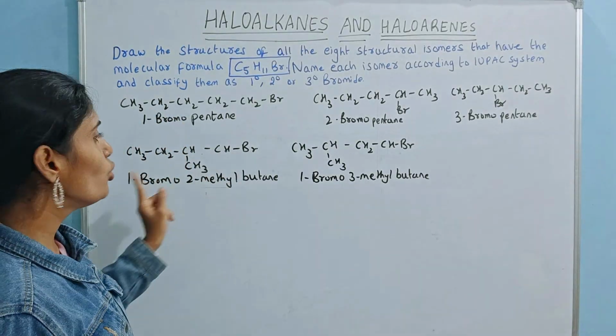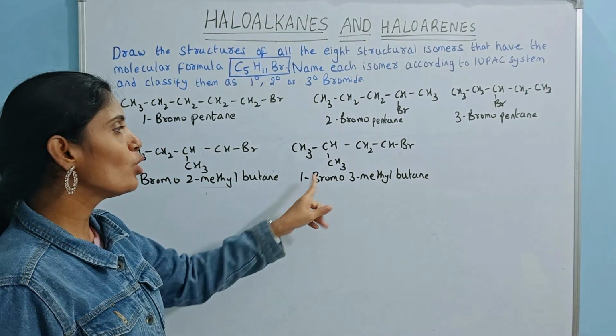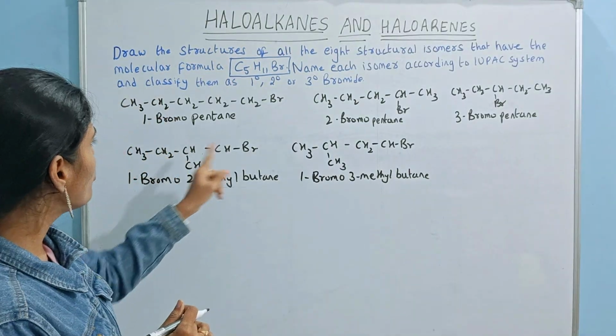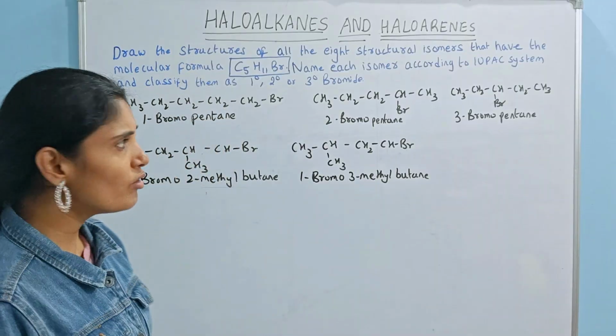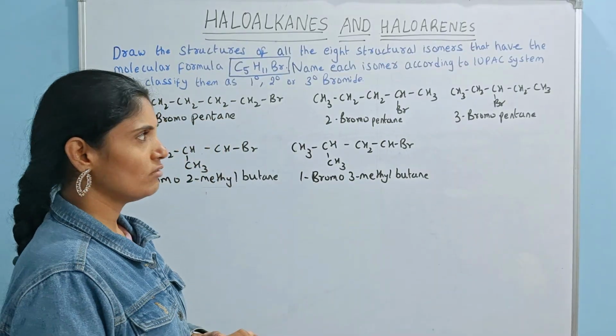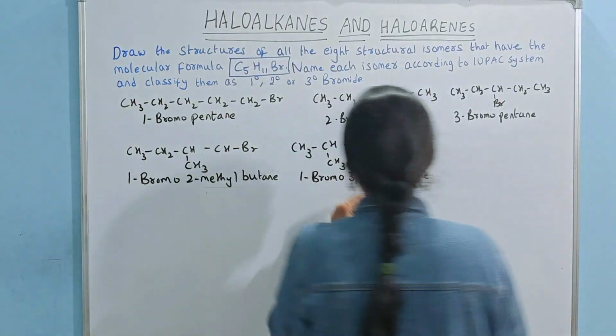Here it is 1-bromo 2-methyl-butane. Here it is 1-bromo 3-methyl-butane. Okay, I got 2 structures keeping 4 carbons in the main chain. Can I get one more structure keeping 4 carbons in the main chain? Yes, I can. How can I get it now?